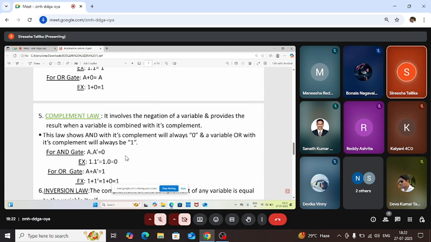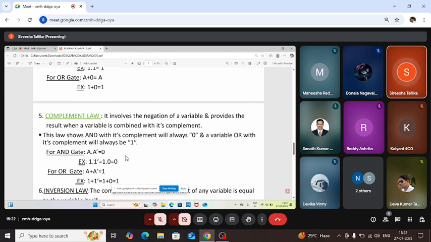So first, for the AND gate, the expression will be A into A complement. In this AND operation, we apply the complement to the value of A. So if we use an AND gate in the expression, the output will be zero. For example, I take A as one, and we apply the complement here. One complement means its value becomes zero.